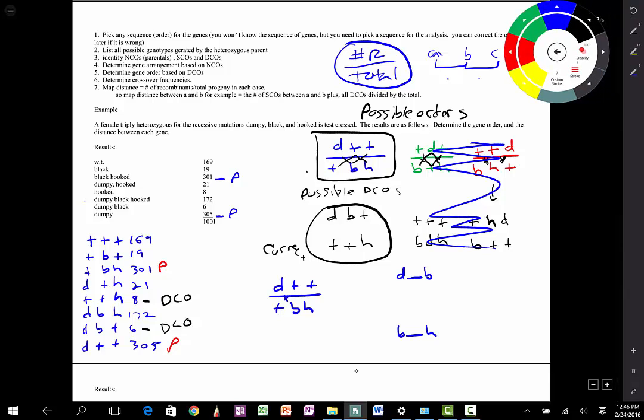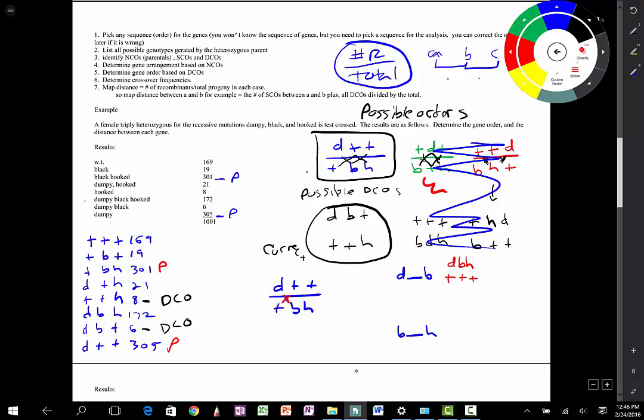So if we get a single crossover there, then D, B, and H will go. So that's a single crossover between D and B. So now D, B, and H go together, and plus, plus, plus go together. So over here, plus, plus, plus is 169, and DBH is 172, and we're going to add those up.